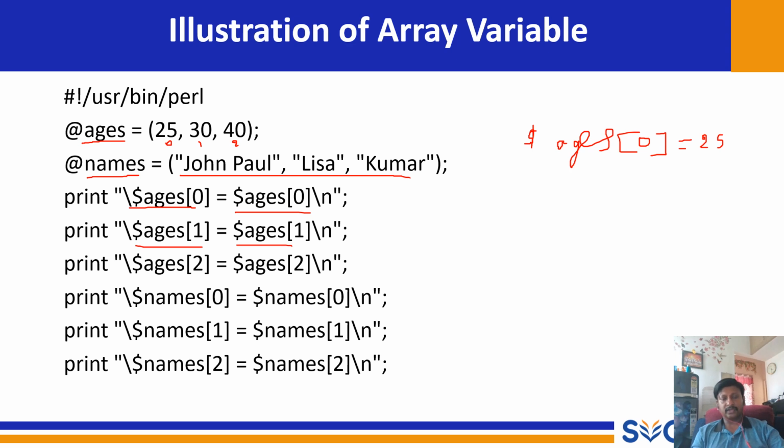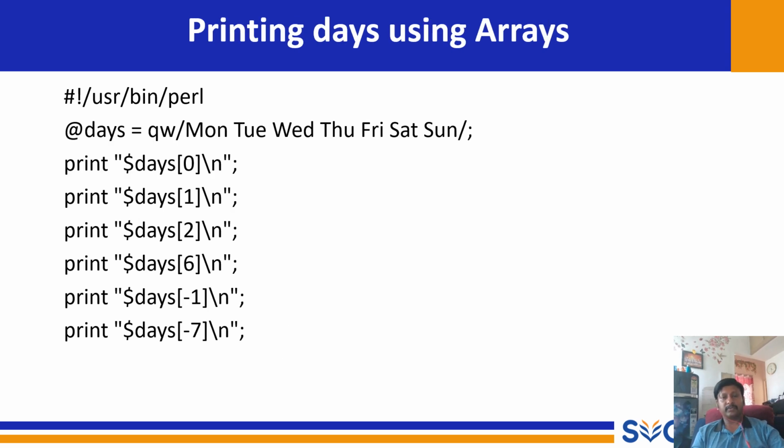And however you output the array values, a list of integers, similarly you can even output the list of scalars, I mean the list of strings, which is present in array of names. Now if you want to output the same, you have to give the same kind of syntax like $names[0] equals $names[0]. So you get an output like $names[0] equals John Paul, $names[1] equals Lisa, $names[2] equals Kumar. Now, let me take you to the next example of our arrays.